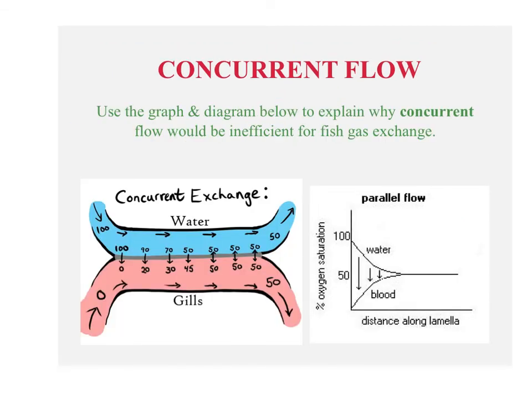Now, just to make it a little bit more annoying, fish use something called countercurrent flow, but you also have to be able to recognise something called concurrent flow. So have a go. We'll go through the answers in a second, but I want you to use your brains for now. Use the graph and the diagram to explain why concurrent flow, or parallel flow, as you can see in this diagram, would be inefficient for gas exchange. Look at how the diagram on the left with the little star differs from the diagram that I asked you to draw for the countercurrent flow, and explain why that would be bad for fish to use to exchange gases.